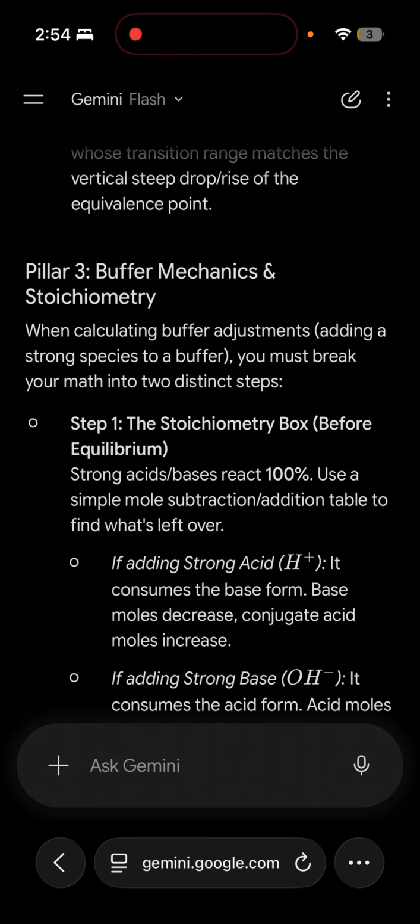Weak base calculations from pKb. 1. Convert pKb to Kb, so Kb equals 10 to the power of negative pKb. 2. Find OH negative. Use the weak base shortcut: X equals the square root of Kb times C, where X equals OH negative. 3. Find pOH and pH. pOH equals negative log of OH negative, then pH equals 14 minus pOH.